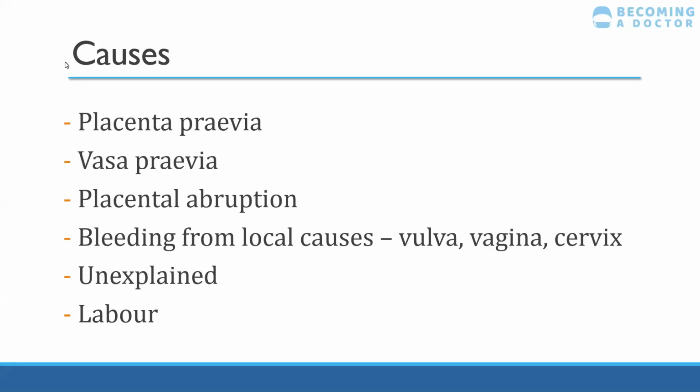The other main causes are Placenta Praevia, Vasa Praevia, Placental Abruption, lower genital tract bleeding, so vulva, vaginal, cervix, or unexplained bleeding, so bleeding that we cannot find a cause for, and that's actually quite common. So after we've talked about antepartum hemorrhage in general, we'll talk about each of these in turn.